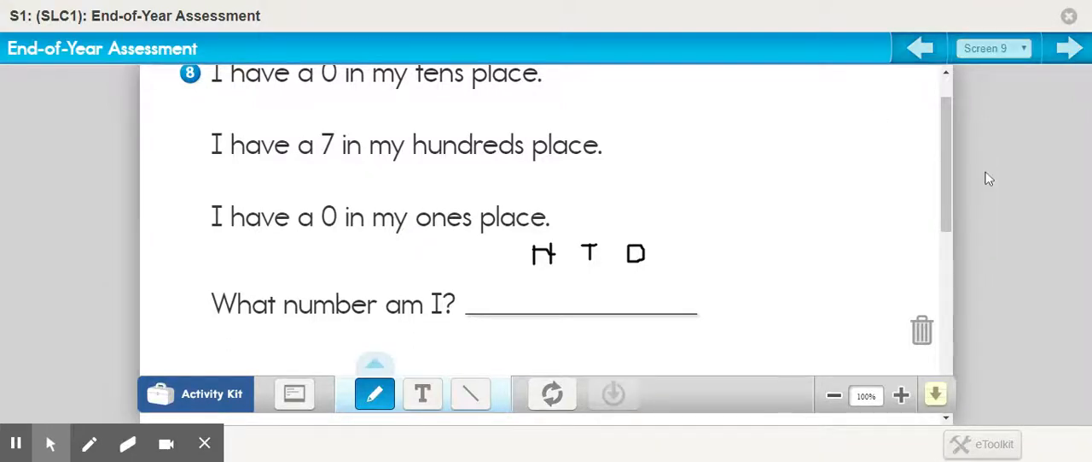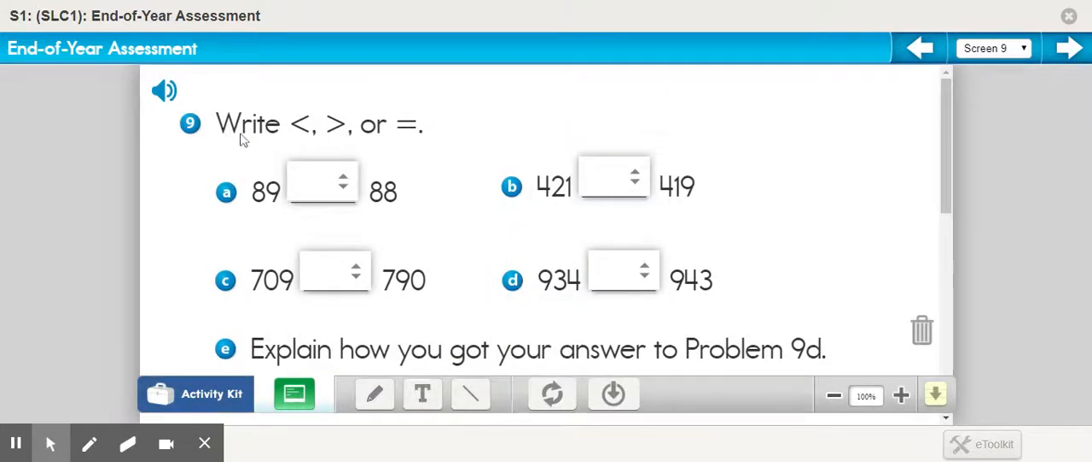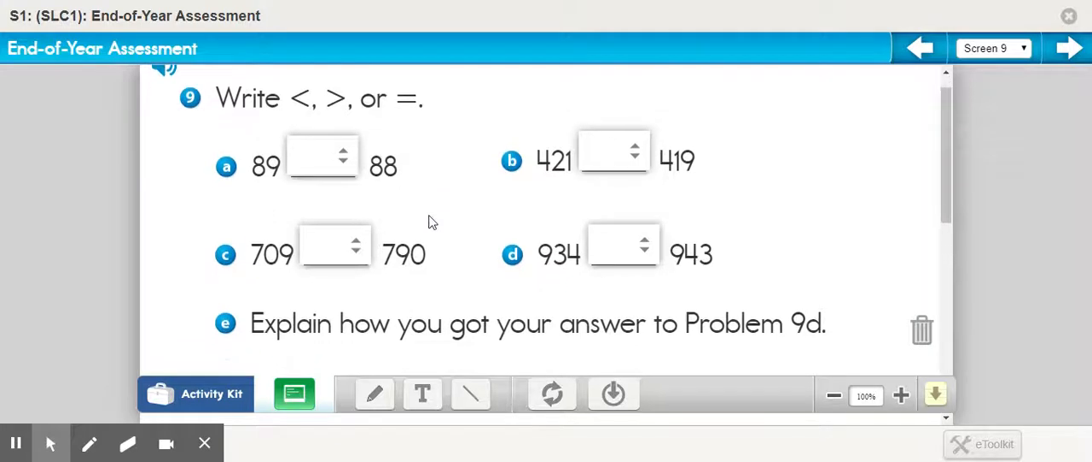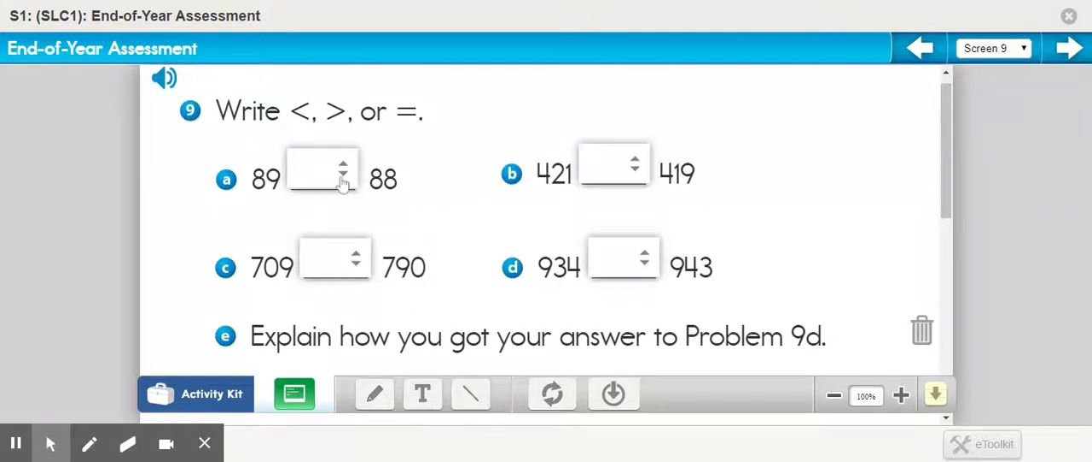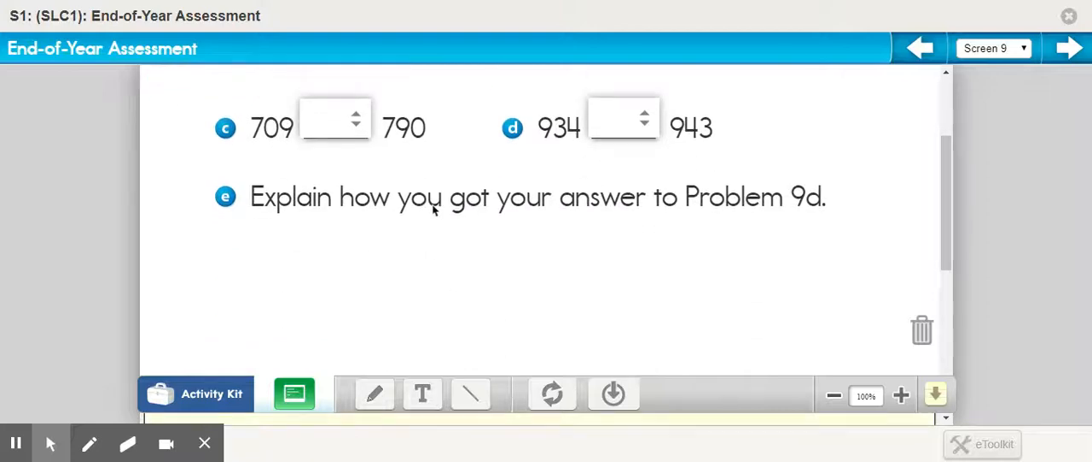Okay, moving on to the next. Problem 9, it says write less than, greater than, or equal to for these problems. So in my computer program, I have a drop-down box, and so 9a reads 89 is less than, greater than, or equal to 88. And so looking at my box, remember, if you think about this like an alligator's mouth, you're going to select the greater than symbol here because 89 is greater than 88. You will continue on to do letters B, C, D for this one.